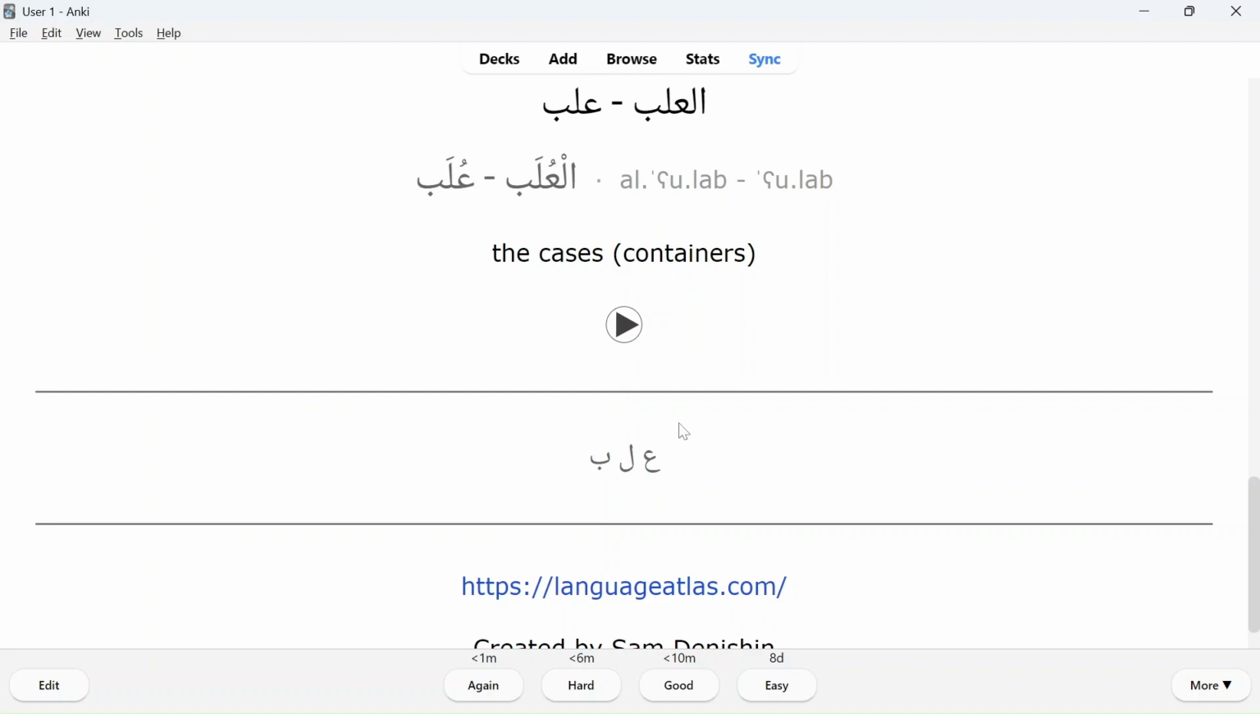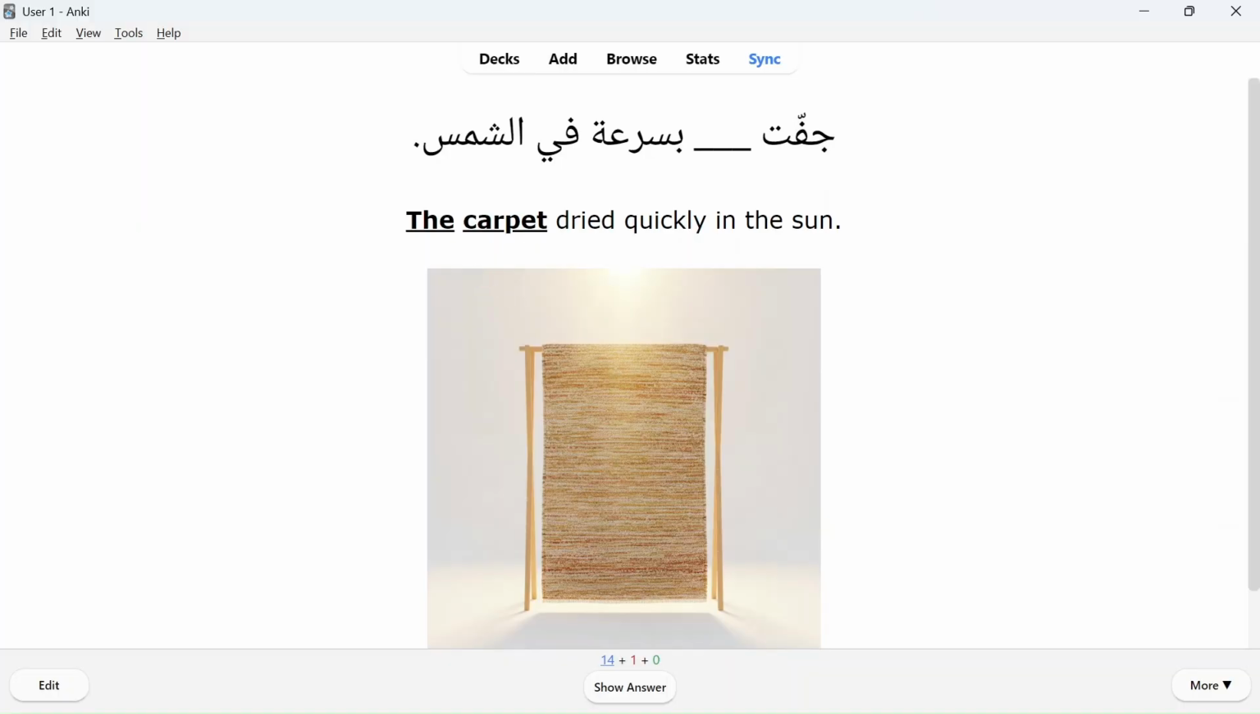So let's continue. The carpet dried quickly in the sun. How do you say the carpet?